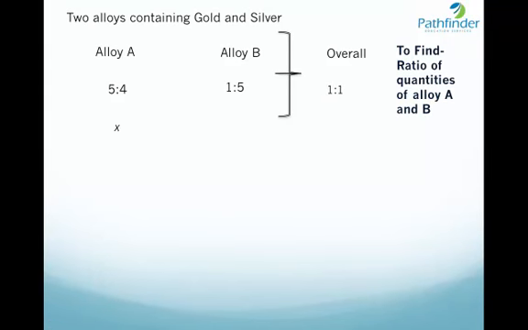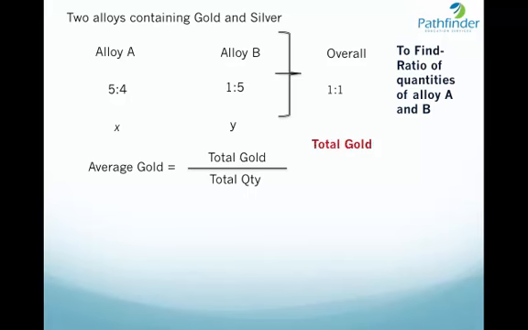Let us assume that we take x kg of alloy A and y kg of alloy B. So in x kg of alloy A, 5/(5 plus 4), that is 5/9 x quantity of gold should be present. Similarly in alloy B, 1/(1 plus 5), that is 1/6 of y amount of gold should be present. So how do you define average gold? Average gold is total amount of gold from alloy A plus total amount of gold from alloy B divided by the total quantity.